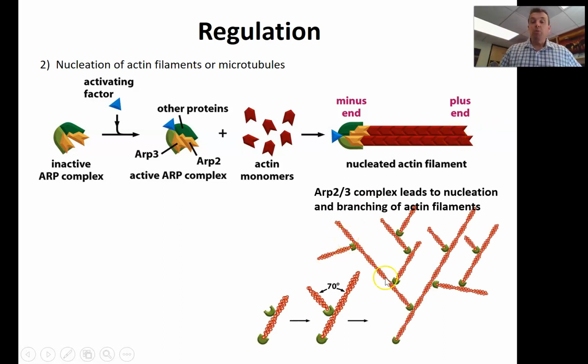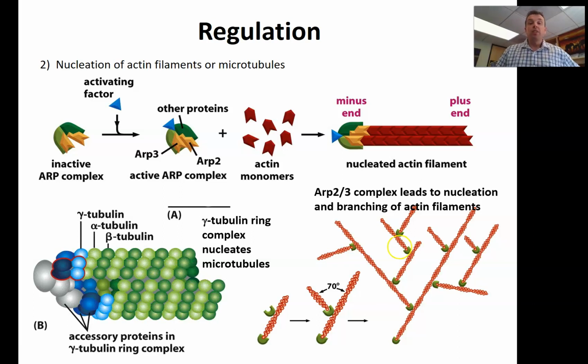ARP2/3 complex, as we'll see again, actually binds to an existing filament with a 70-degree angle, and that causes branching. So these filaments then branch, but all the plus ends are still pointed in the same direction. So keep this in mind because this will be really important for the growth of that lamellipodia.